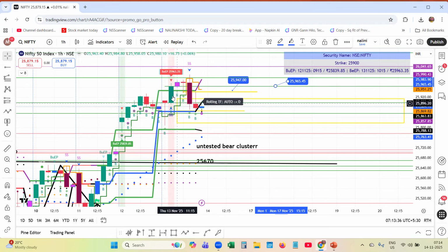Once the bear EP has been formed over here, it says that it is 25,963. If the market doesn't cross this level, then the market may start the same rotation behavior. It can come down, and in due course of time, it can test the untested bear cluster. And the CPR level is also there. Untested CPR, it may try to retrace back to this level. It may go up to this, test this, or otherwise it may test the untested bear cluster.